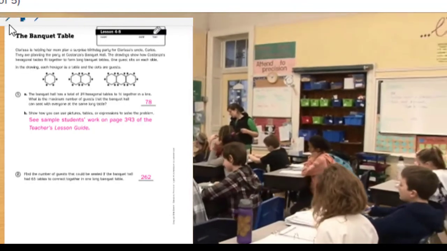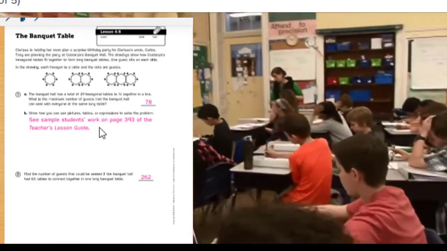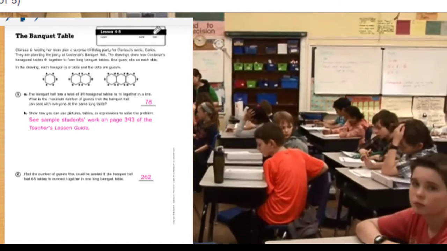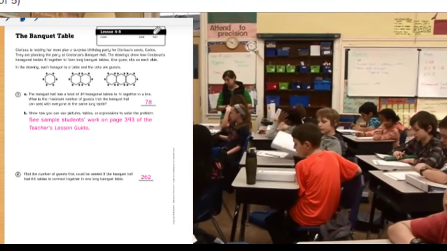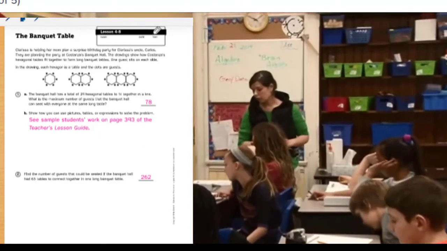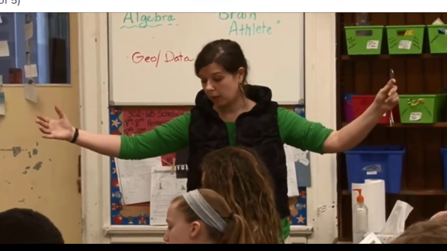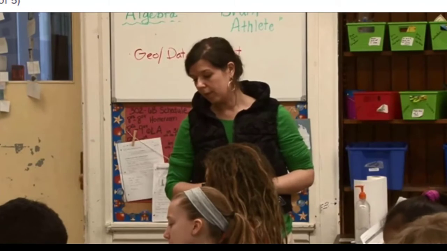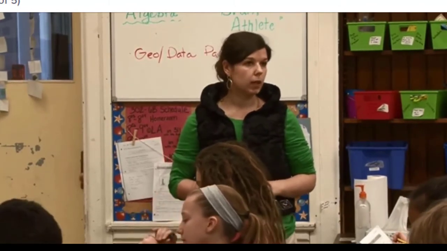The drawing, they are planning a party at Costanza's banquet hall. The drawings show how Costanza's hexagonal tables fit together to form long banquet tables. One guest sits on each side in the drawing. Each hexagon is a table and the dots are guests. The banquet hall has a total of 19 tables that fit together in one big long line. Okay? What is the maximum number of guests they could have at the banquet? If there's 56 people, how long will they need to be?